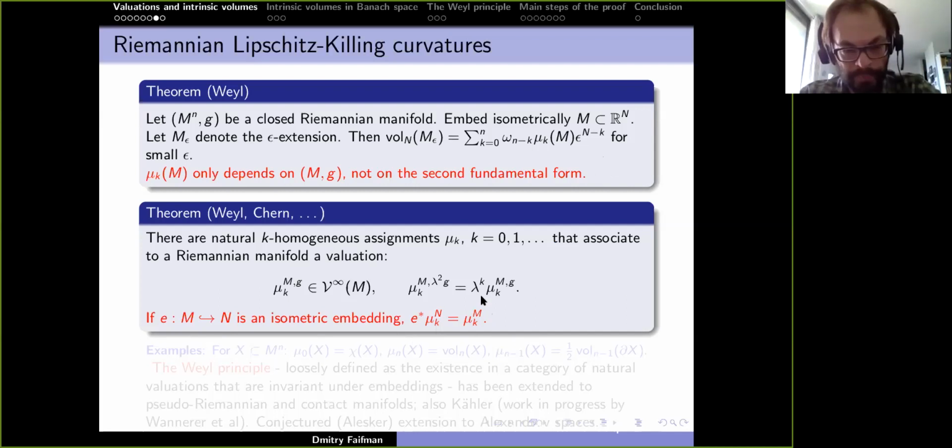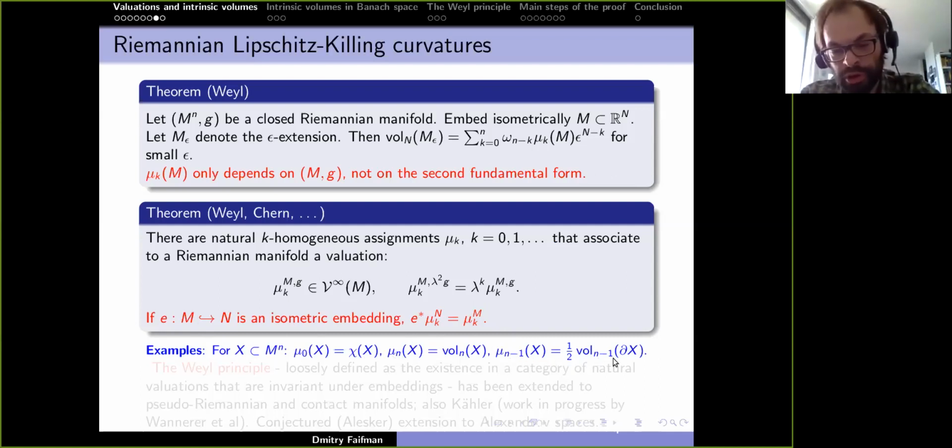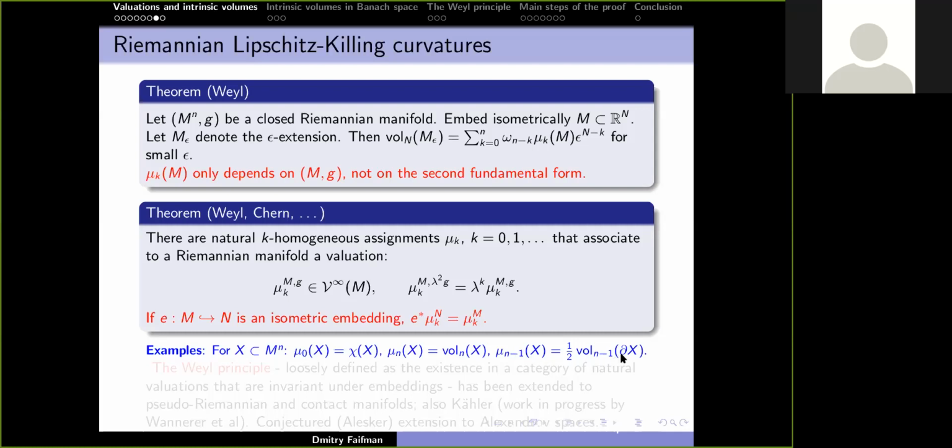Okay, so once again, the examples that you know are very simple. Mu0 is just the Euler characteristic. Mu n is just the n-dimensional volume, and minus mu n minus 1 is the... So Dmitry, I have a question about that. In the Weil formula, every second mu k is 0.